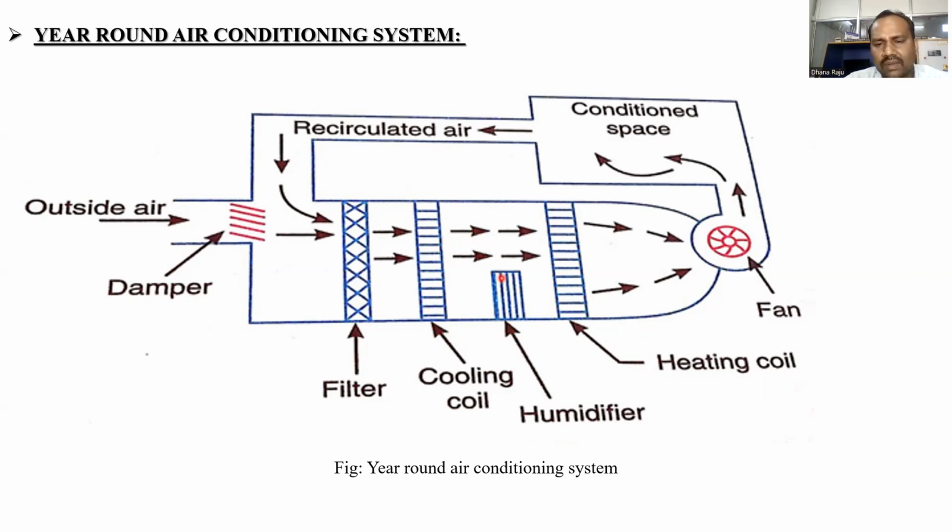Then we use the humidifier. It sprays water vapor in the path of the hot air so that the air gets humid. The heated, more humid air passes over the heating coil until it reaches the desired temperature. Then the conditioned air is circulated evenly in the conditioned space by the fan. After circulation, part of the air is removed to the atmosphere by the exhaust fan, whereas the remaining is taken back for recirculation. So this is about the year-round air conditioning system.